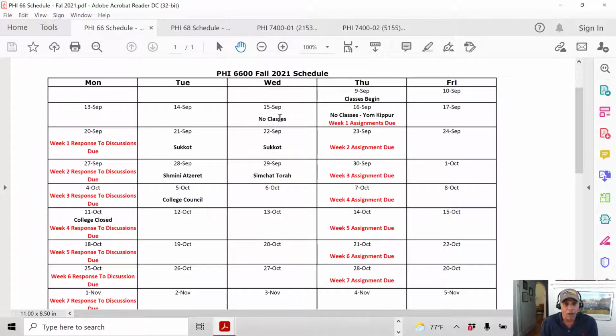So we're coming up, well, actually, this year the high holidays started before the semester, but next week we're going to have 2 classes because Yom Kippur comes up. But notice I made the classes start on September 9th. I made the assignments due the following Thursday.